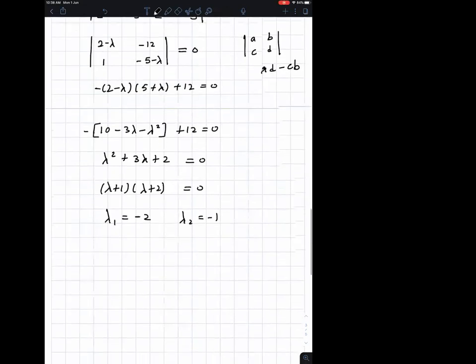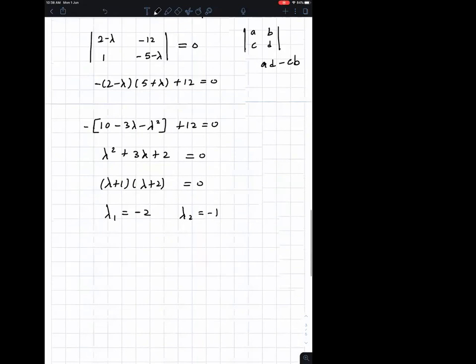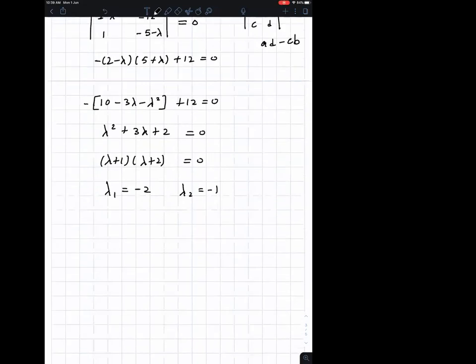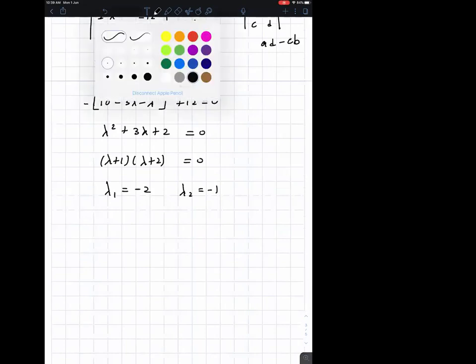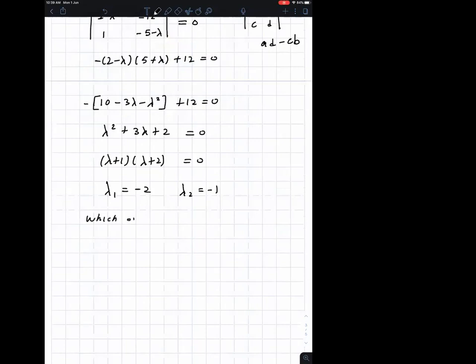Okay, now we found 2 eigenvalues. So which one is the dominant eigenvalue in this case? Which one is the dominant eigenvalue? Lambda 2, sir. Lambda 2. Okay. A good guess. Which one is the dominant? Okay, you guys, of course, you know, -1 is bigger than -2. That's why you said lambda 2, right?